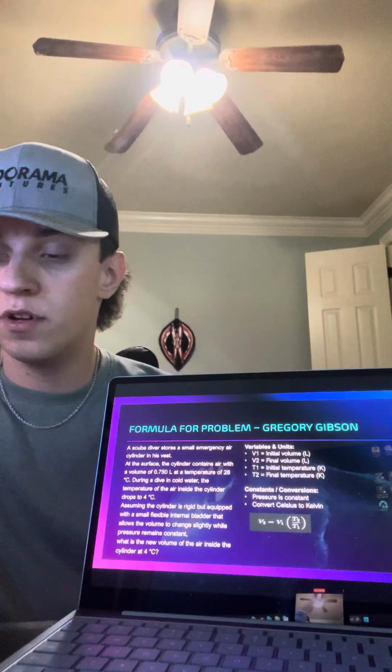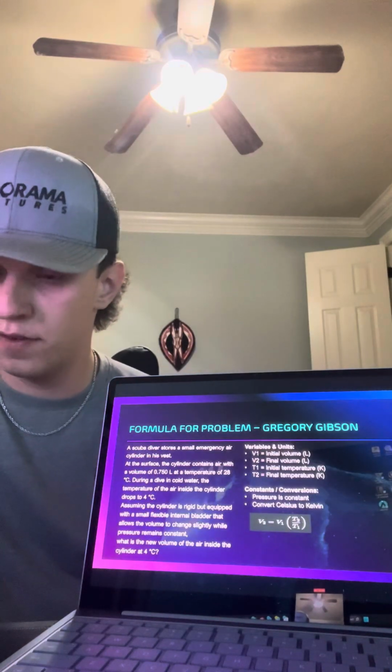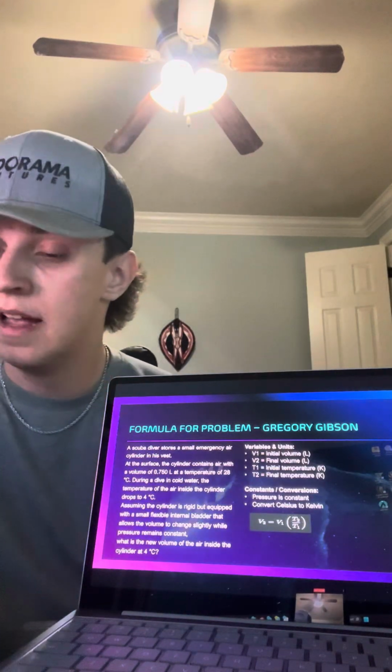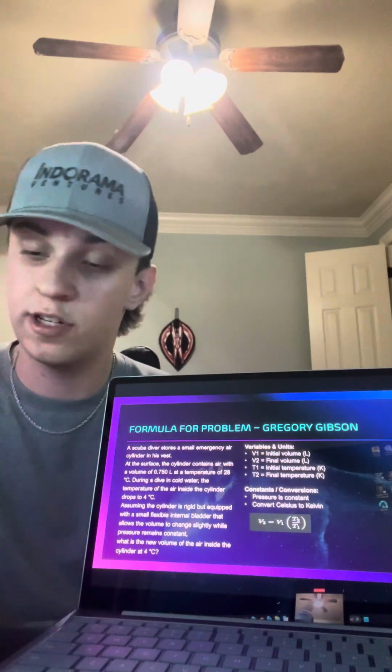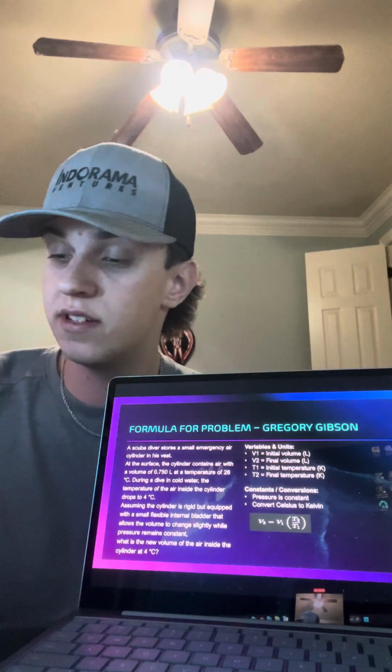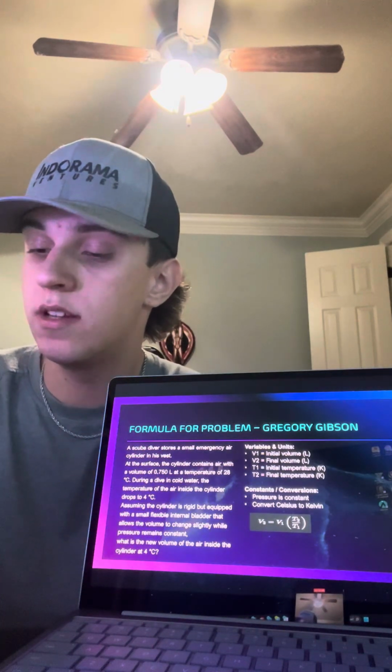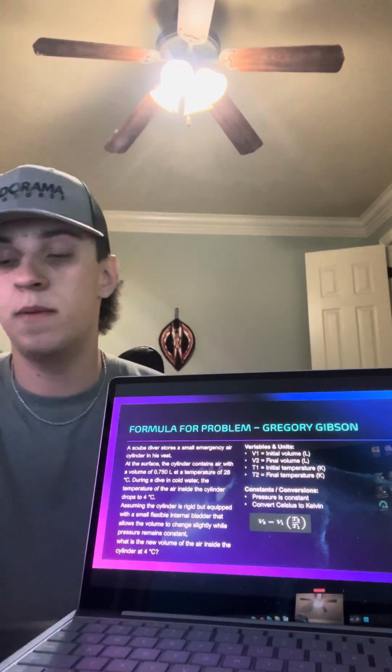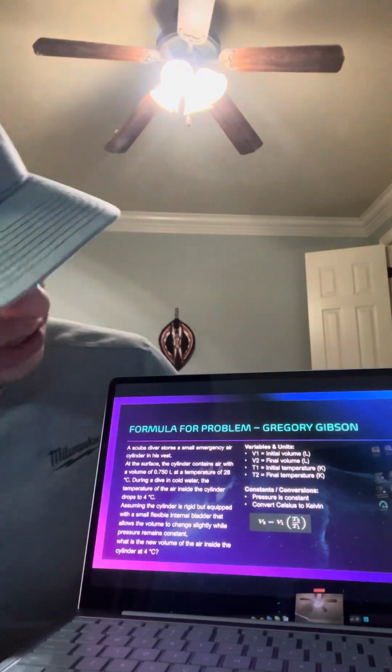All variables use standard units, liters for volume and Kelvin for temperature. The Kelvin conversion is extremely important because you can't use Celsius in gas law formulas. So this slide just lays out everything needed before jumping into your actual calculation.